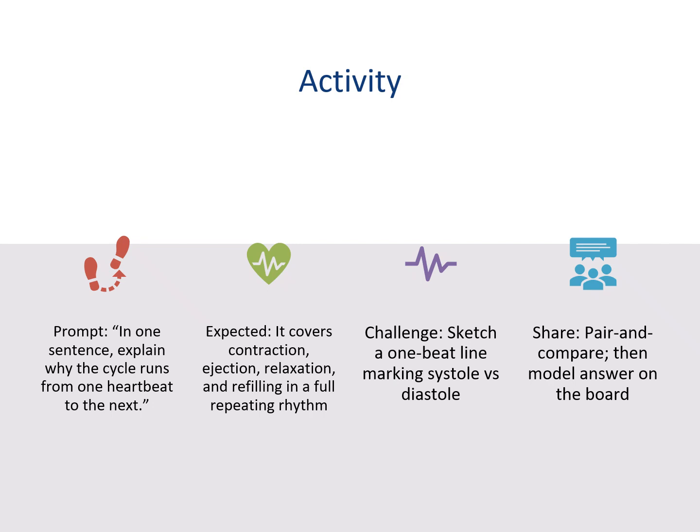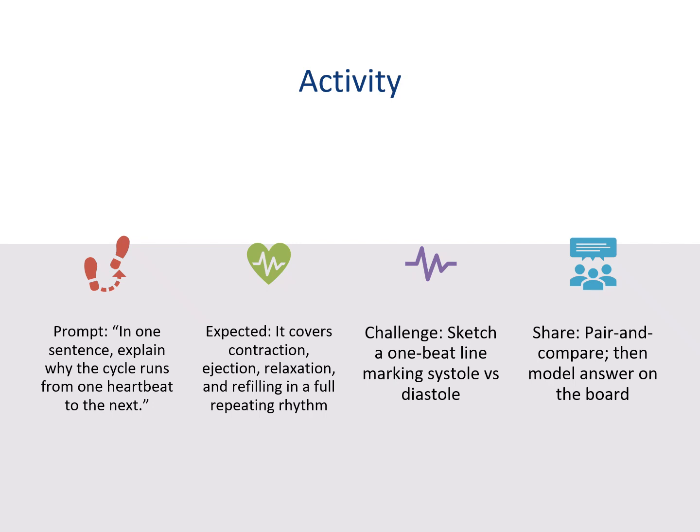Let's end this first part with a quick reflective exercise. A short task, to make sure you truly understand the rhythm of one heartbeat. Take a moment to write down your answer to this question. In one sentence, explain why the cardiac cycle runs from one heartbeat to the next. Think carefully before you write. This isn't just a definition test, it's about demonstrating understanding.